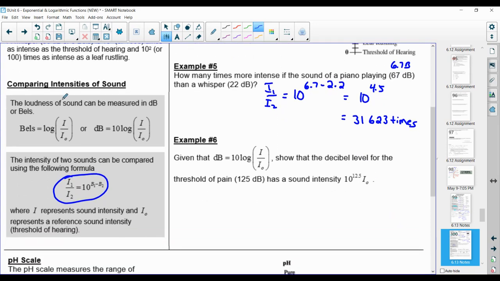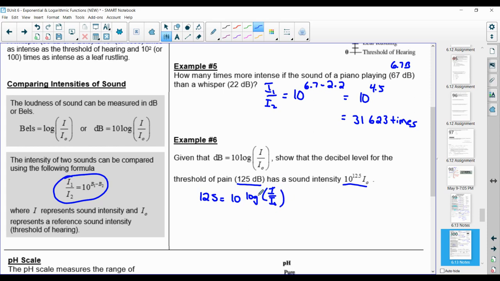Now, example number 6. If we're given decibels equals 10 log I over I0, we're asked to show that the decibel level for the threshold of pain, 125 decibels, has a sound intensity of 10 to the 12.5 times I0. Essentially, we're asked to take our formula and rearrange it. And so our decibels are 125, so we're going to plug in 125 equals 10 log I over I0.